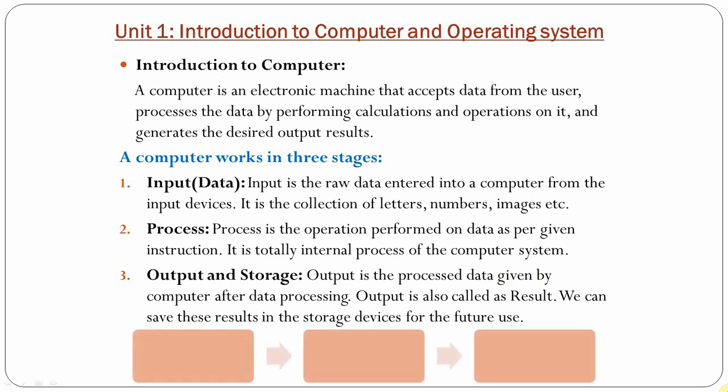Okay. So, there are three stages. First is the input. It means it takes data as input. Second, process. It processes the data and converts it into useful information. And third, generate output. So, these are the three stages of a computer.